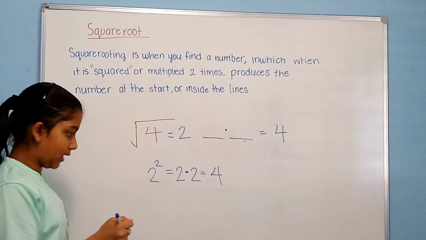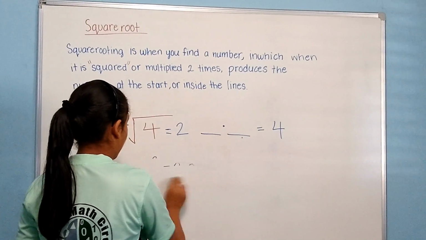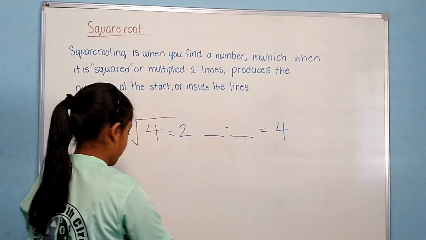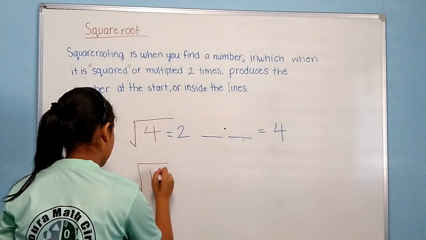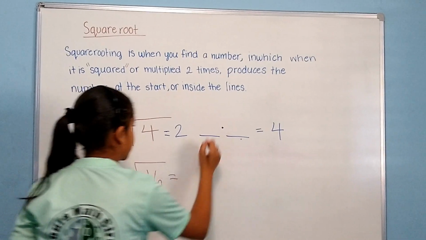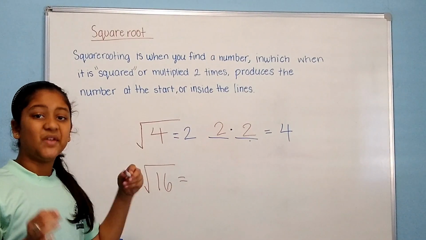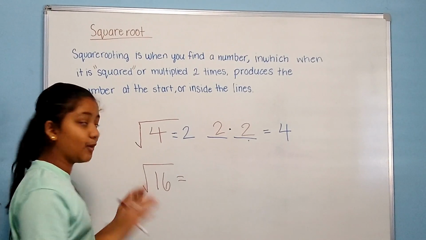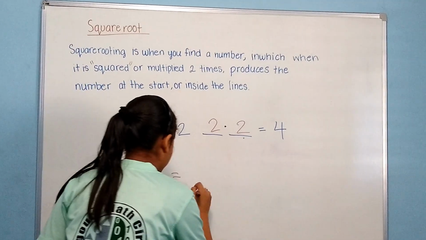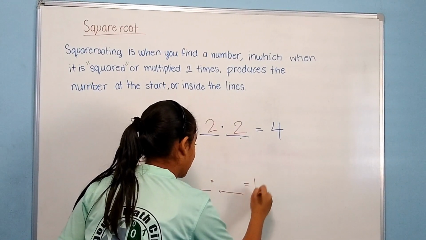Now, why don't we go ahead and try another problem? Why don't we try the square root of 16? So let me just fill this in here. We have to follow this same thing. We have to find a number which is squared and only squared, so it's multiplied by itself. It has to equal 16.